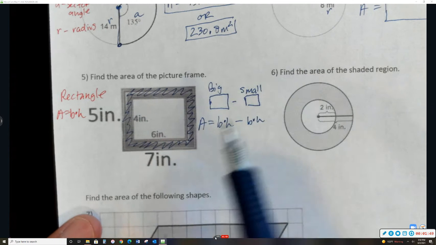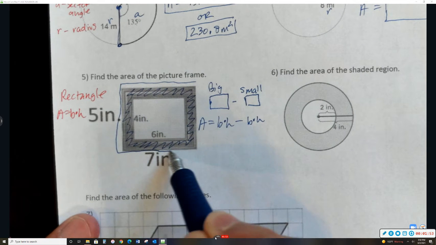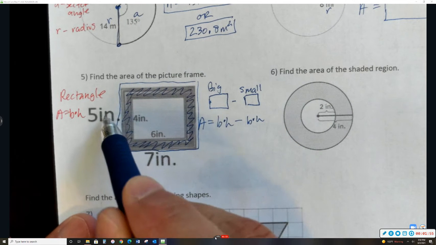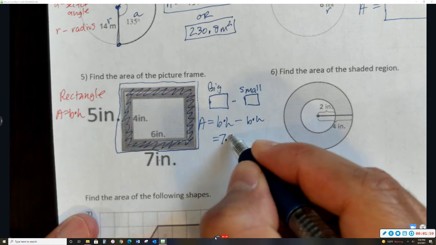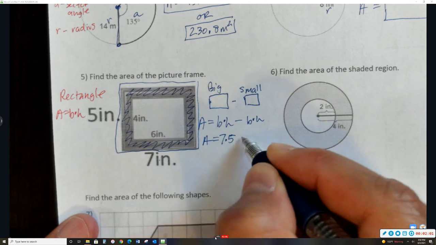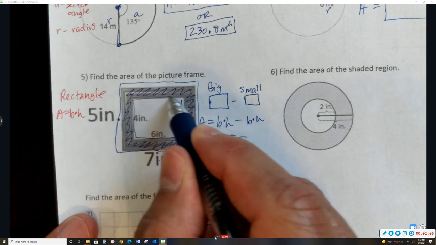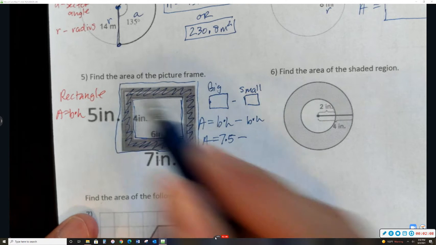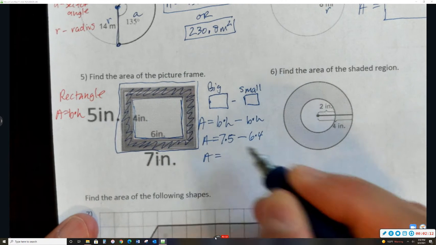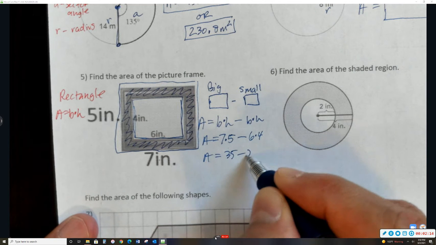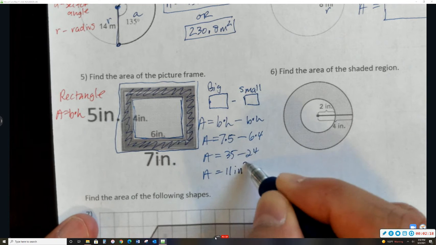And you know what? They couldn't have made this any easier, because if you take a look at the big outside square or rectangle, those dimensions are 7 by 5. They even have the numbers big for you. And then the small inside rectangle that we cut out is 6 by 4. So that's 6 by 4, right? And this is 35, that's 24. Subtract those two and you get 11. And then again, that's inches squared.